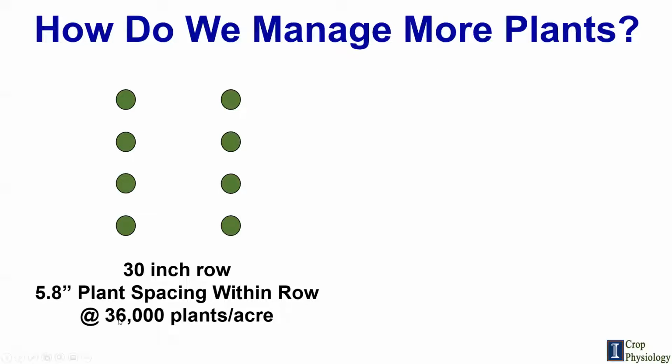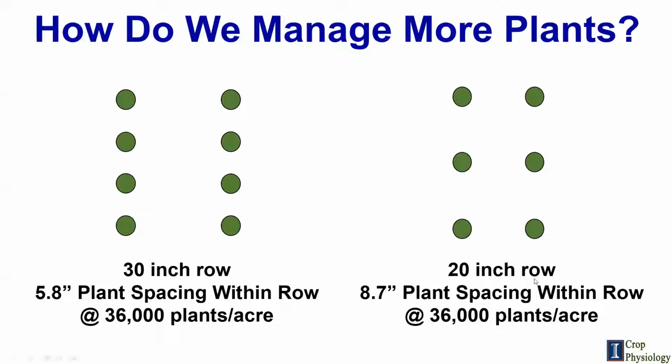So 36,000 plants in a 30-inch row spacing, those plants are 5.8 inches apart. Now, 36,000 is closer to Illinois populations. I mentioned the US average is 32,000, but the trajectory is going forward. So we need to know what the future is going to look like when we get that US average to 36,000 plants. Well, if we go to a narrow row, in this case 20-inch rows with the same population, we now get 8.7 inches between each plant, and you gain some of that root system back.